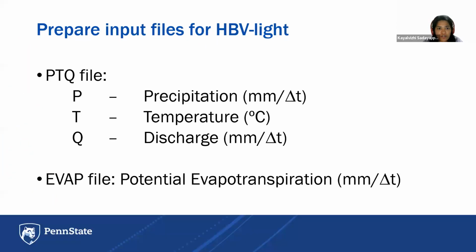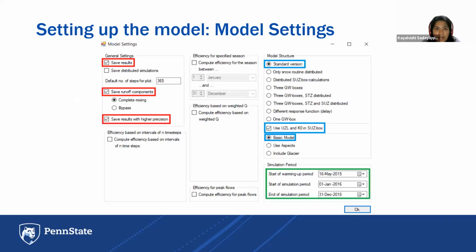Before opening the interface, I want to talk about the settings that we need to make in it. So there are mainly two types of settings we have to make: model settings and catchment settings. In model settings, you have to make sure that the result files are saved, because in HBV Lite, the result files are not saved unless you tell the model explicitly to do so. So these are the particular choices you have to make here.